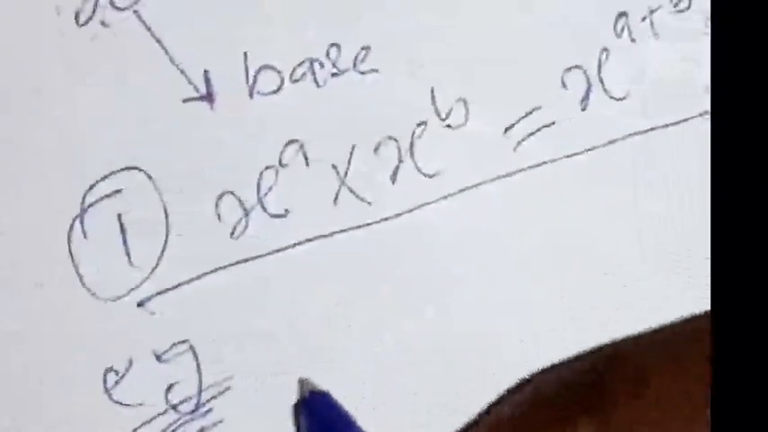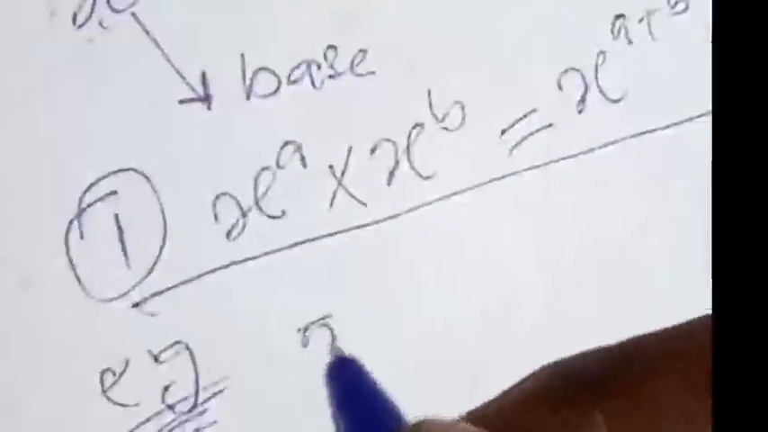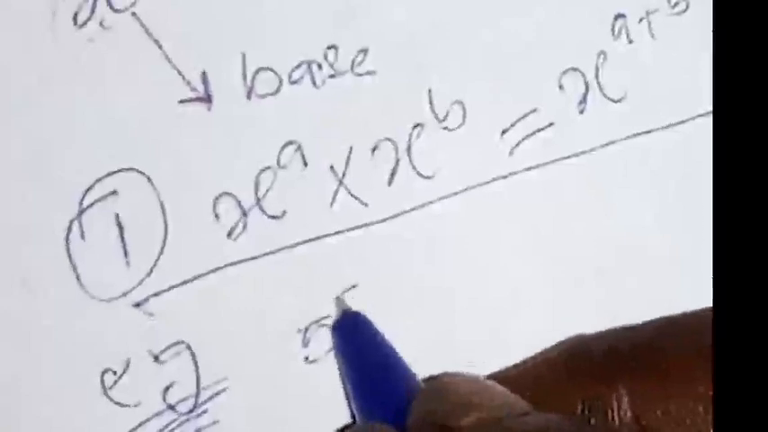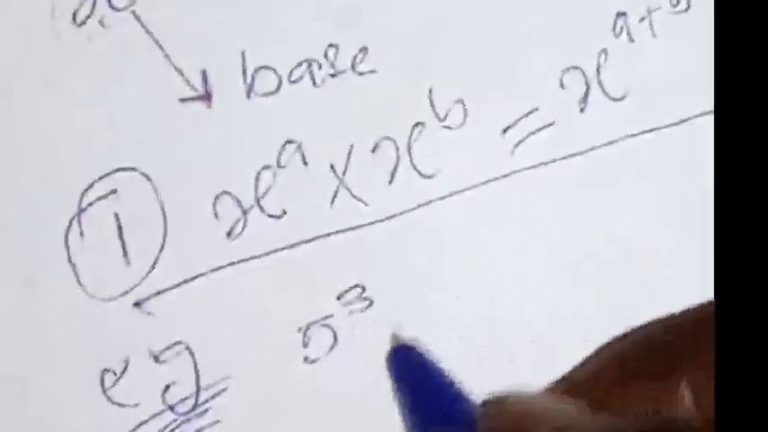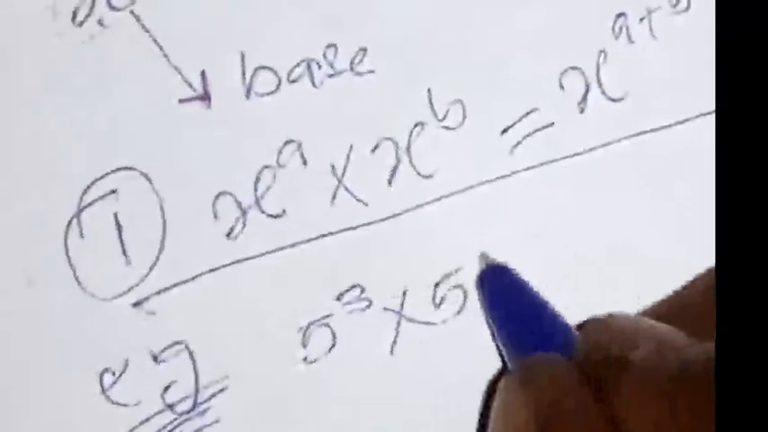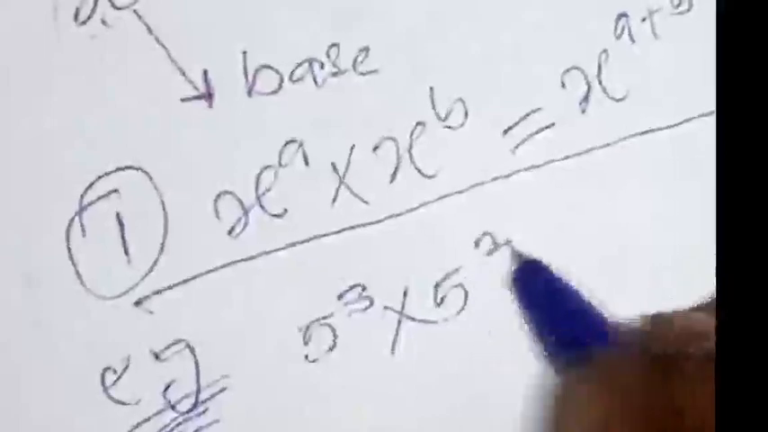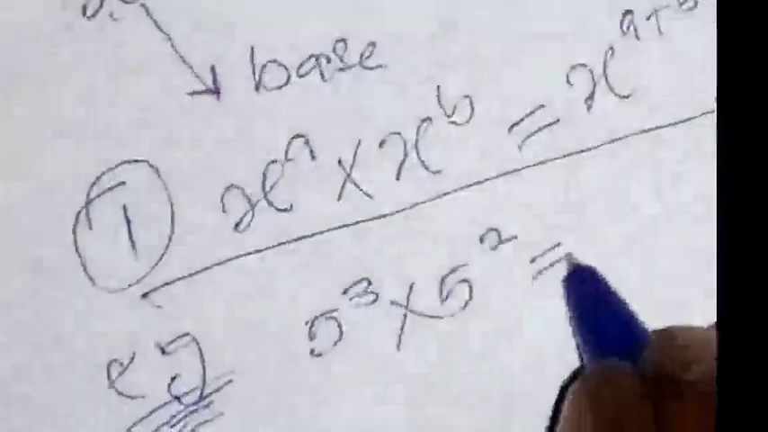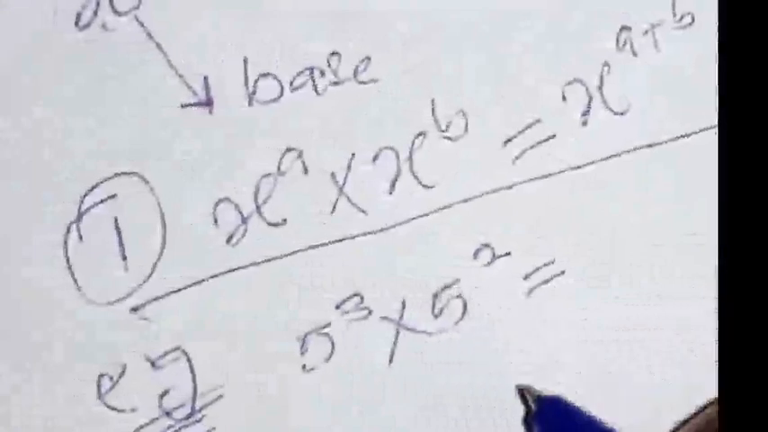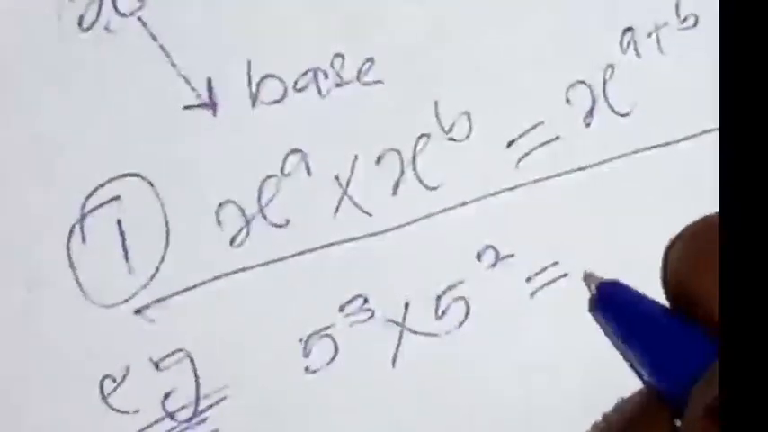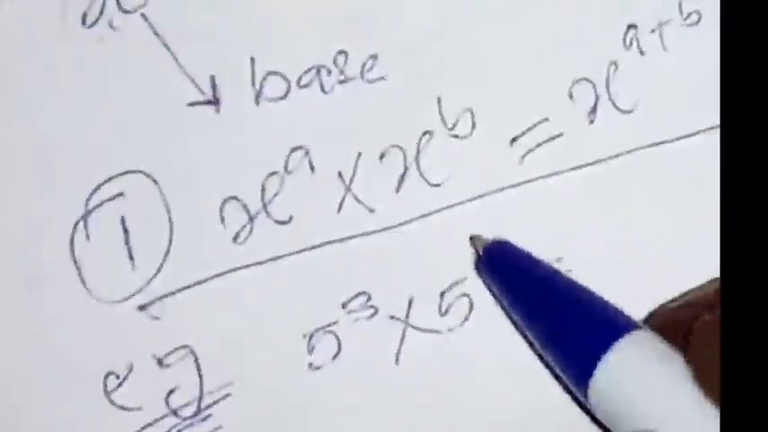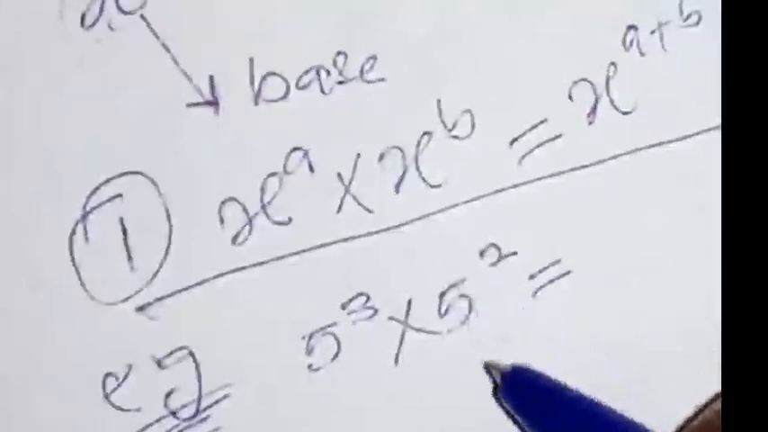If you have 5 to the power of 3 times 5 to the power of 2, to simplify these indices into a single expression, we apply our addition law.